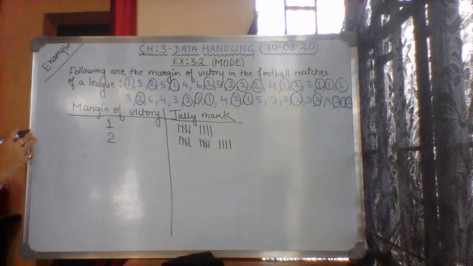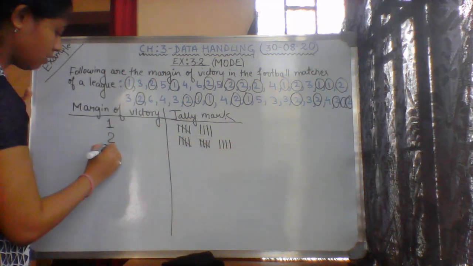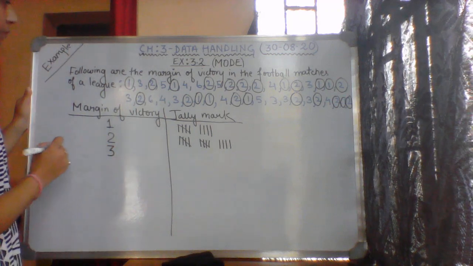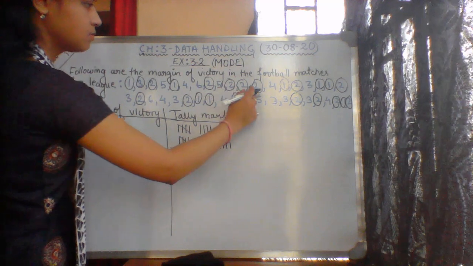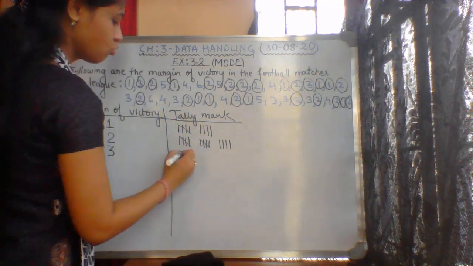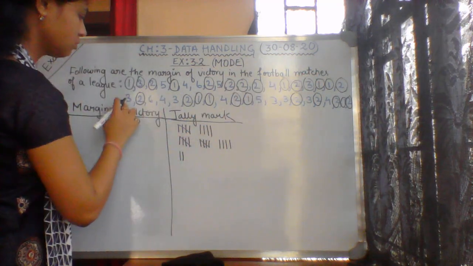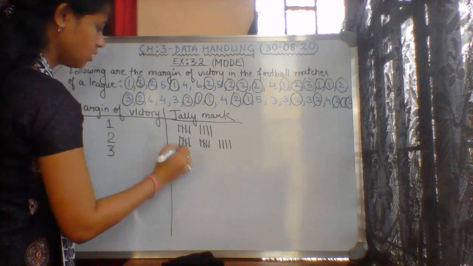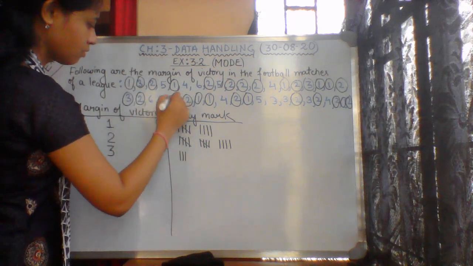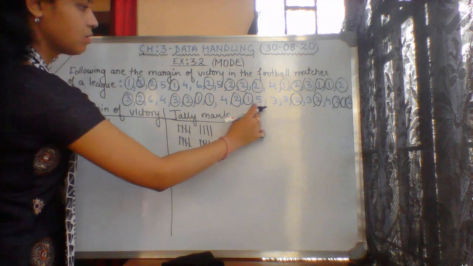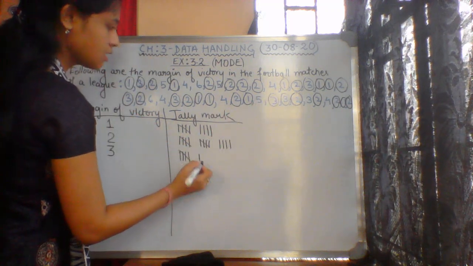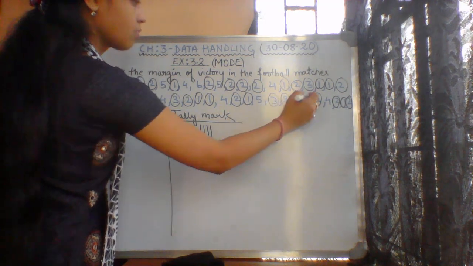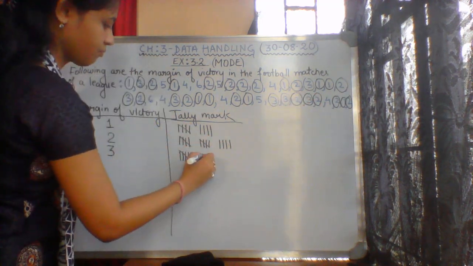Okay, so now 3, margin of victory 3. 1, 2, 3, 4, 5, 6, 7.